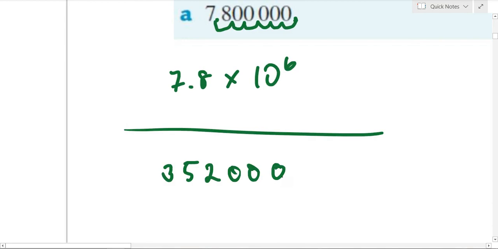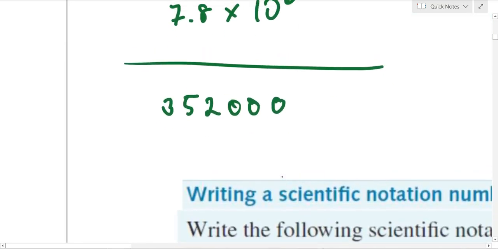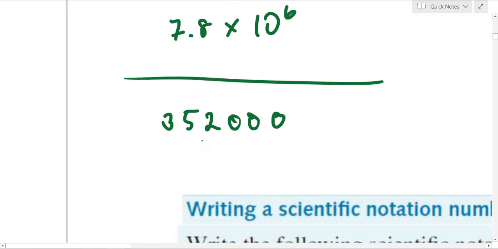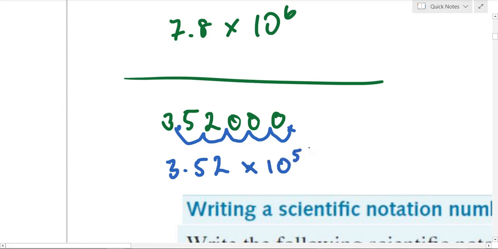This number, remember, I want to represent in scientific notation. What should it become? 3.52. So now the decimal point is here. It used to be here. But how many times did I move it? 1, 2, 3, 4, 5. So I've moved it 5 spots. So times 10 to the power of 5.